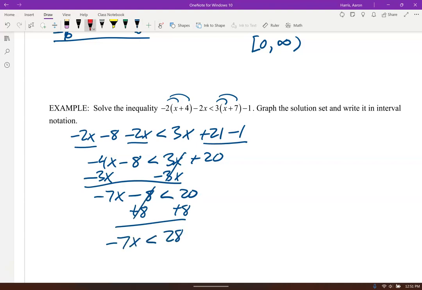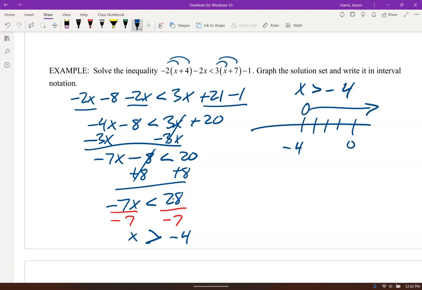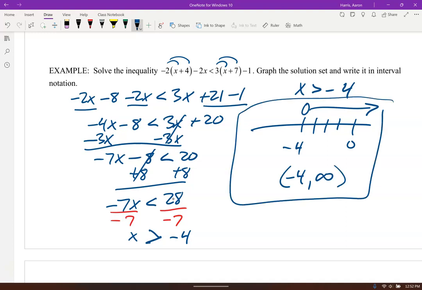Divide by, now notice I'm dividing by a negative here. So don't forget, you've got to switch that sense. Greater than, right? Switch that sense. So x is greater than negative 4. So negative 4 on. There's our graph and our interval notation.